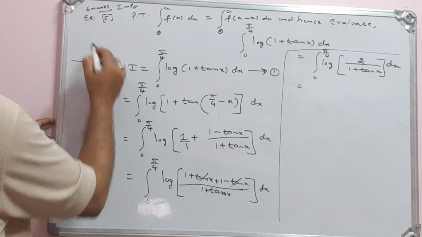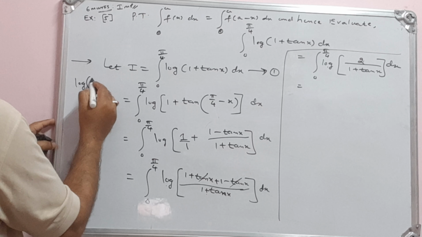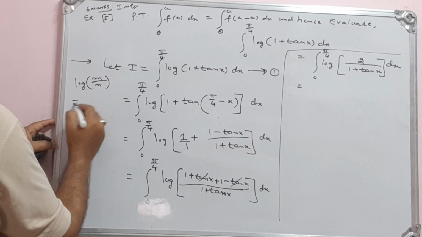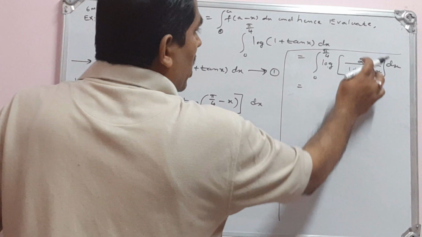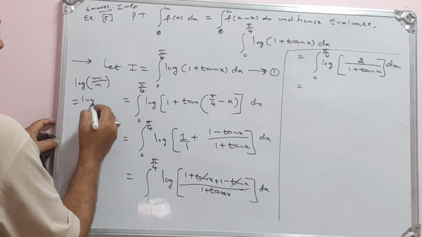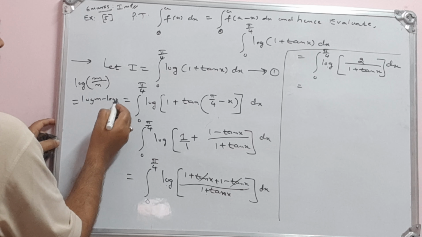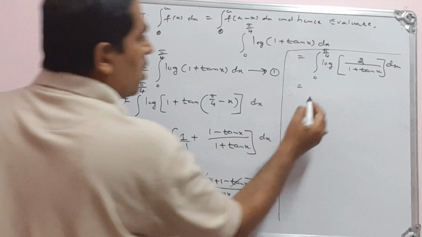So I will use the log property. What is the log property? Log of m by n. So the numerator is 2, the denominator is 1 plus tan x. So log of m by n is what? Log m minus log n. So it is a difference.